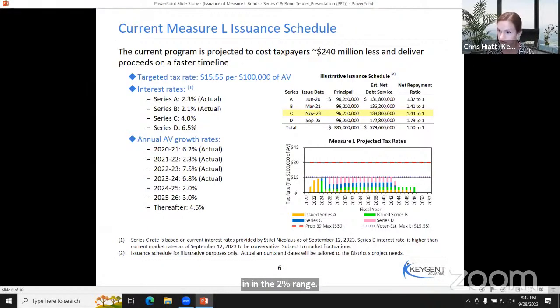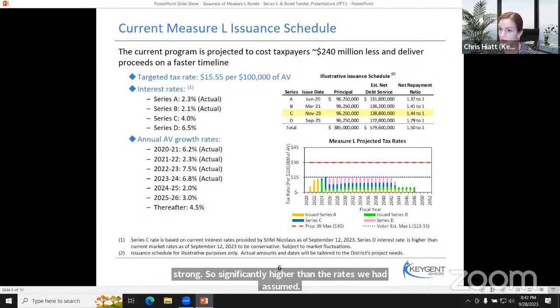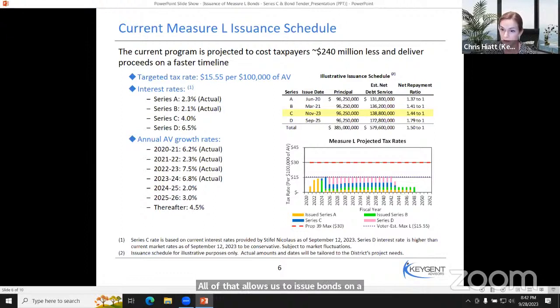Series D, we're still projecting to be higher. And your assessed valuation growth has been extremely strong, so significantly higher than the rates we had assumed. All of that allows us to issue bonds on a faster timeline and at a lower cost to your taxpayers. So I'll point out that the estimated debt service schedule is now at $580 million versus, I believe, $820 million on the prior slide. And the total repayment, the final year of tax was expected to be 2051, and you can see it's significantly shorter than that now. So we're in a very, very good spot with Measure L.